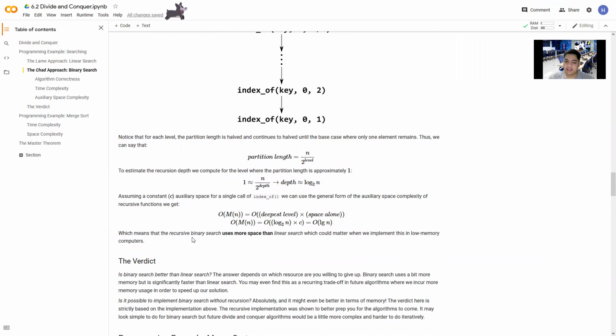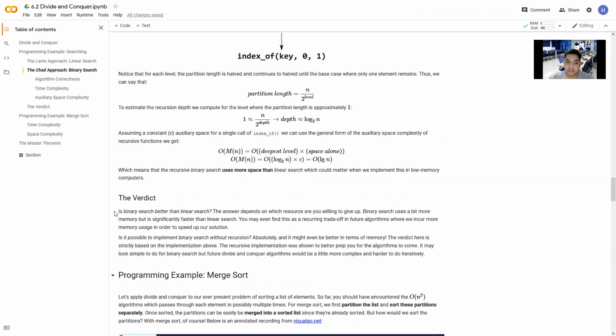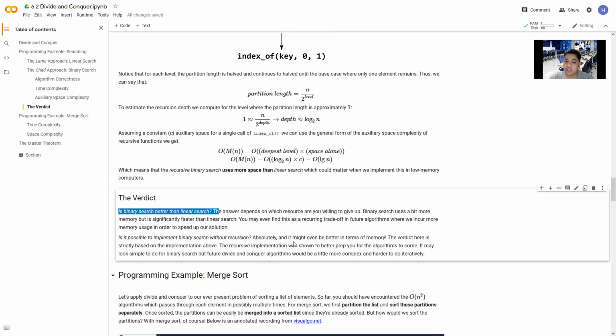That actually means that our recursive binary search uses more space than linear search, which just runs at a constant memory space complexity. So that leads us to the question: is binary search better than linear search? The answer, I'm just reading this off our notebook, depends on which resource you're willing to give up.